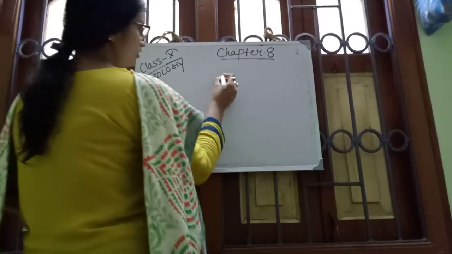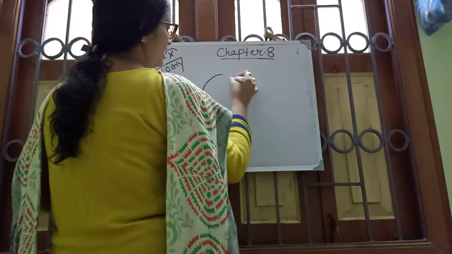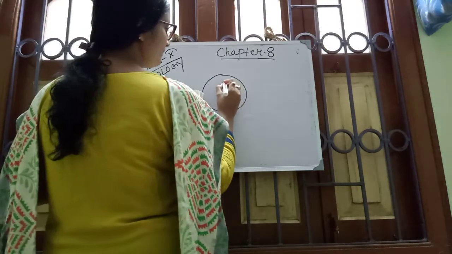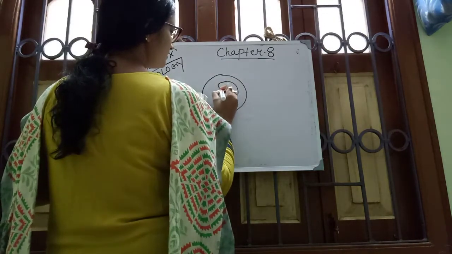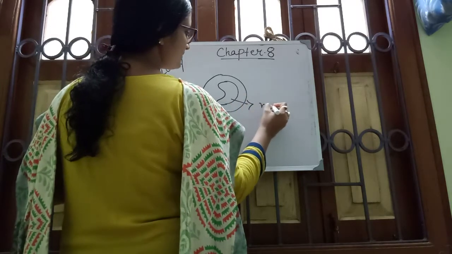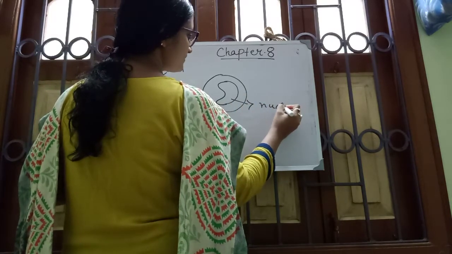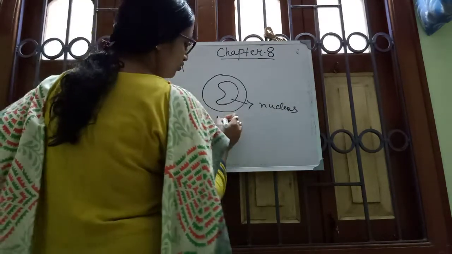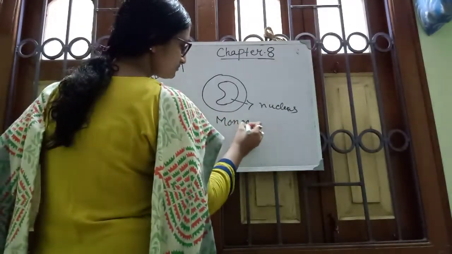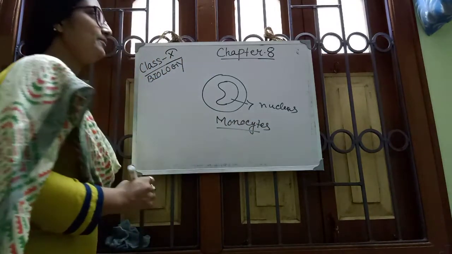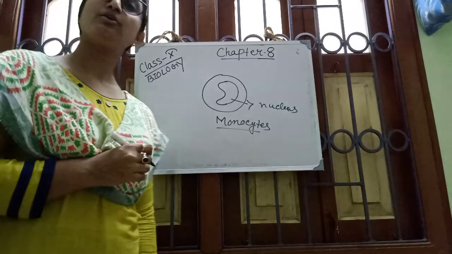Now what is the structure of this monocyte? You see here the kidney shaped or bean shaped nucleus. This type of nucleus is present. This is the nucleus and granules are absent. Okay, what is this? This is monocyte. So these are the functions of these different types of components.